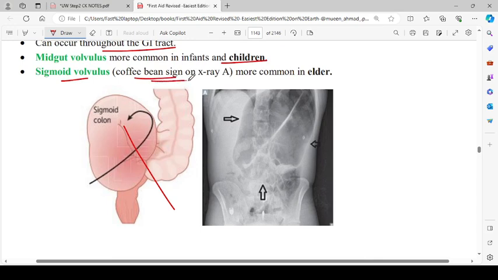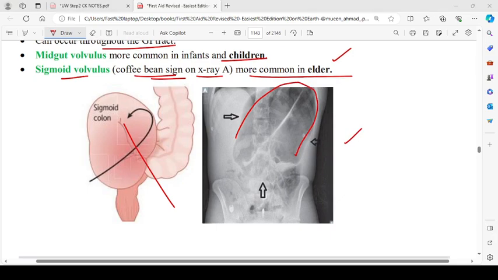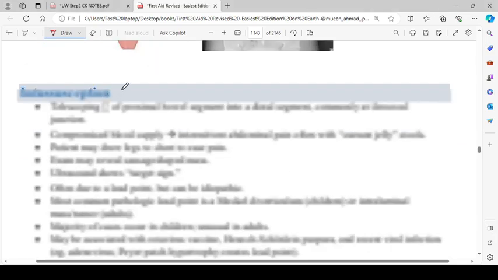Sigmoid volvulus coffee bean sign on X-ray is more common in the elderly population. As you can see, this is the coffee bean sign or inverted U sign. It is sometimes referred to as the omega sign as well. So these are common. Then the next thing is intussusception.